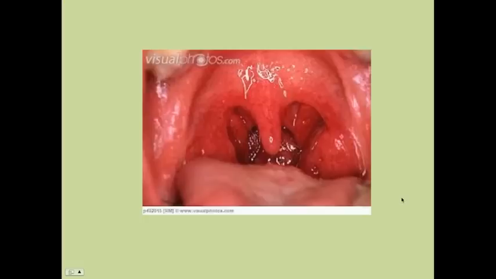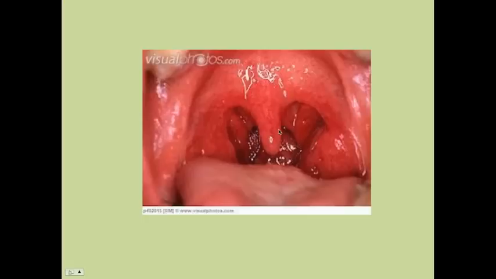Okay, so this looks red, but this is, I assure you, normal. So here you have tonsils, uvula, and your arches. So this is a totally normal patient.